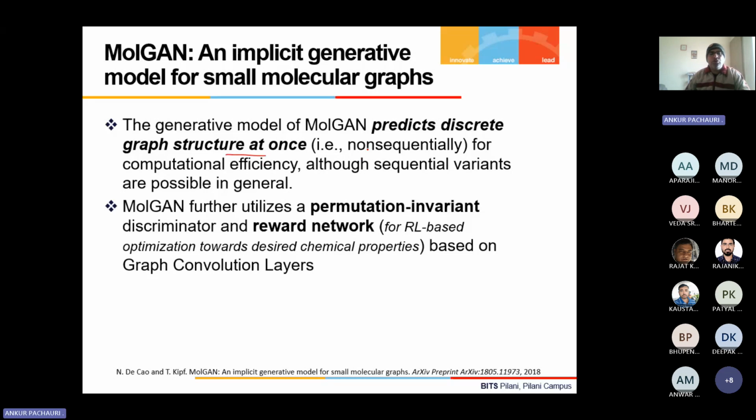Predict the graph completely at once, and that too non-sequentially, for computational efficiency, although sequential variants are possible in general. So MolGAN further utilizes a permutation invariant discriminator and a reward network, for the reinforcement learning based optimization, based on GCN, graph convolution layers.